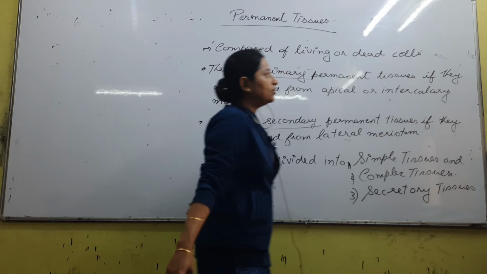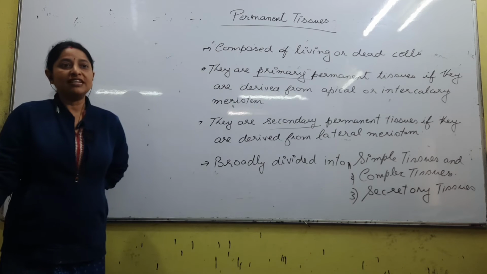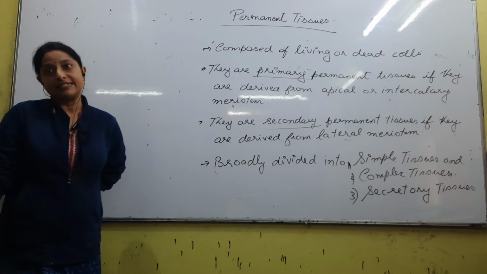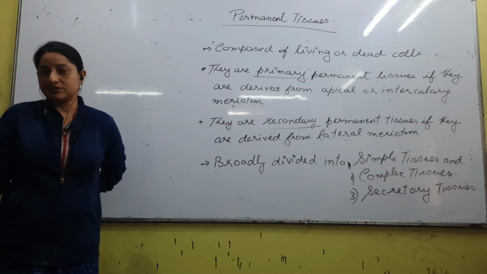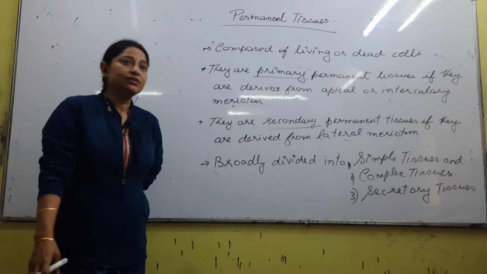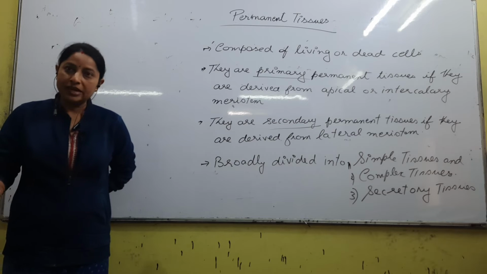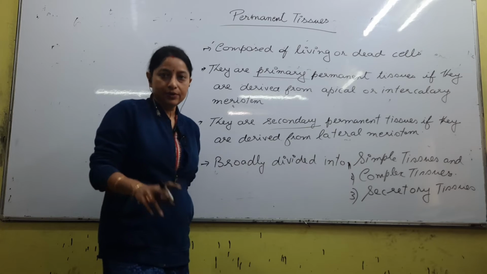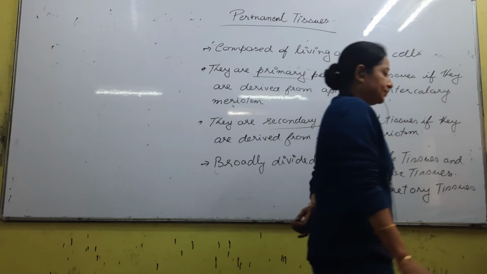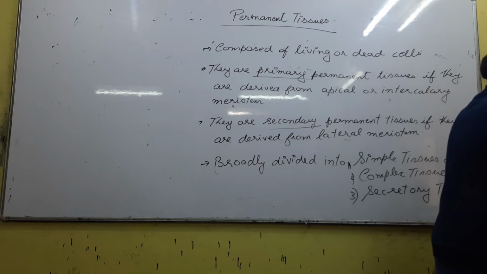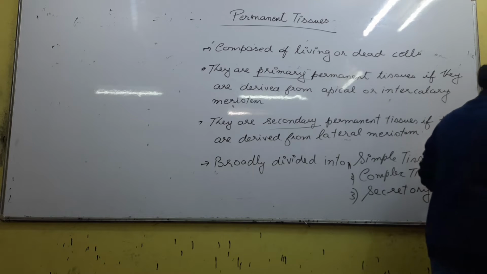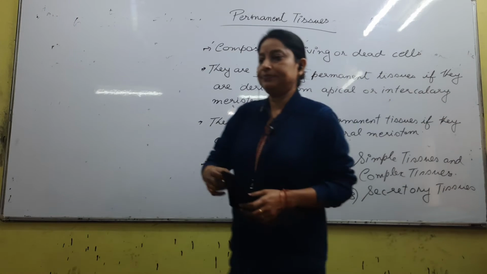Okay, talking about the classification of permanent tissues: broadly divided into simple tissues and complex tissues, but we have a third category also that includes the secretory tissues, right? Broadly divided into two, simple or complex. That does not mean there is nothing else. There is one more, that is secretory. Now, a chart talking about simple and complex.